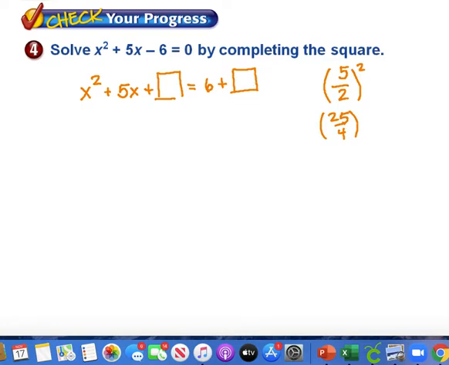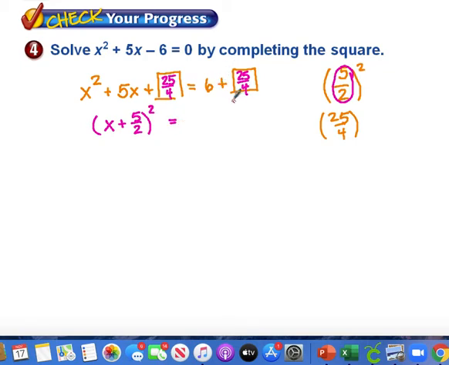All right, so I can see that I took half of 5, which gave me 5 halves. I just left it in fraction form, and then I squared it and got 25 fourths. So I'm going to put that 25 fourths to the left and to the right side of the equation. All right, when I go to factor this, it's going to factor into x plus, remember this is the factored version, it doesn't simplify, so I'm going to leave it 5 halves squared equals.